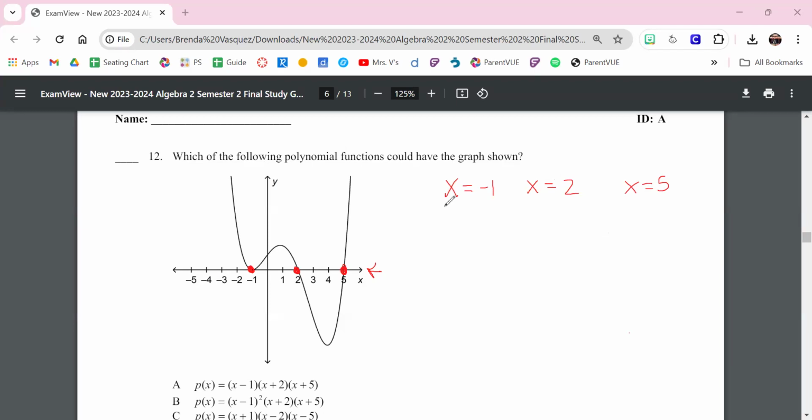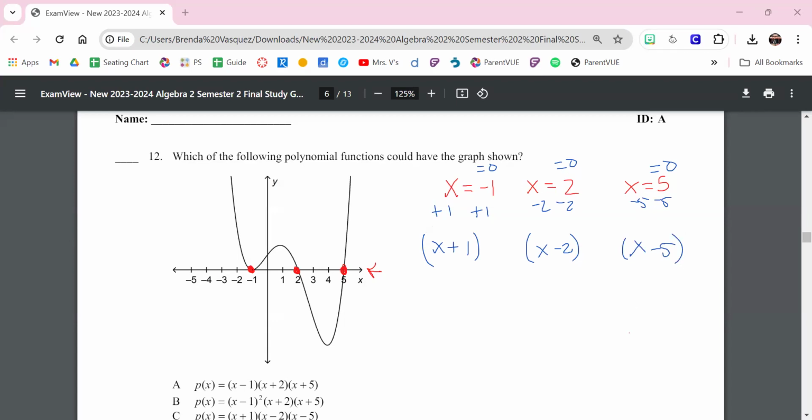Now, remember that each one of these, we're going to make the right side equal to 0. We're going backwards, so we're going to do the inverse operations. Instead of having -1, we're going to add 1 to both sides. So this factor will now be x plus 1. This factor will be x minus 2. And the last factor, I have to subtract 5 on both sides, will be x minus 5.